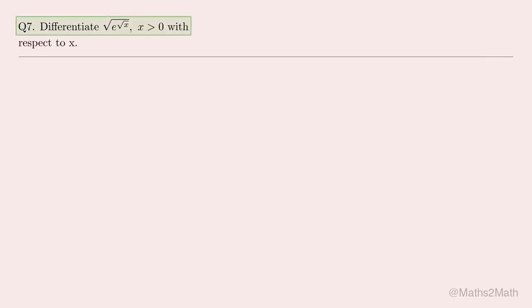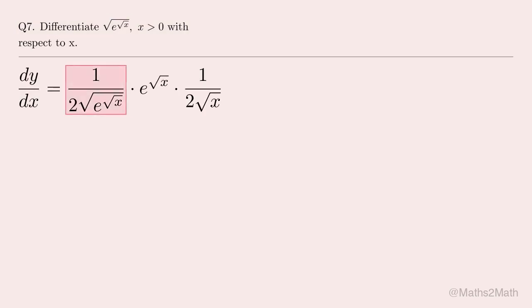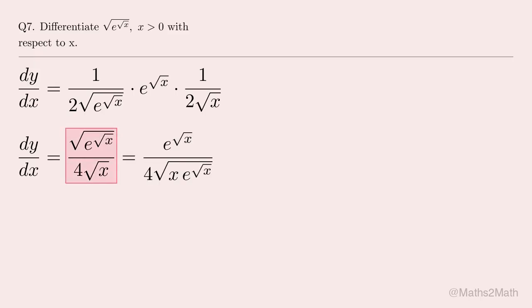Question 7. A square root of an exponential of a square root, 3 layers with roots at both ends. Half over the outer root, the exponential itself, and half over root x. Chain rule through all 3 layers. E to the root x over its own square root is just the square root again, and the constants multiply to a quarter.